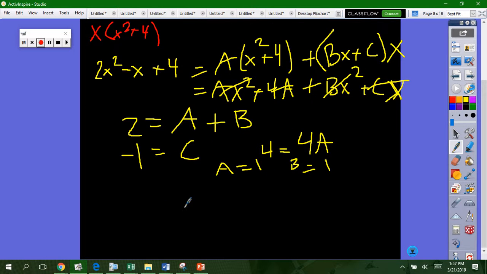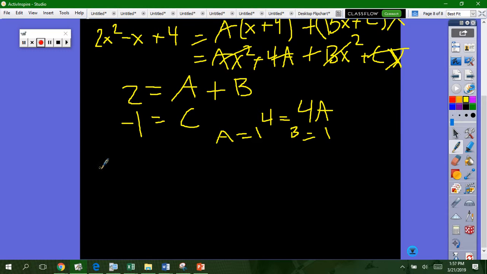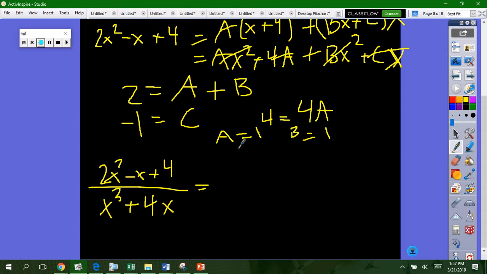Now on the next one, we're going to go ahead and just situate. So let's hurry and write it again. What was the top again? It was 2x squared. And our denominator was x cubed plus 4x. That's what we started out at. Would equal 1 over x, correct? Plus my b is 1, so that's x. My c is negative 1, so I'm going to erase that and make it a negative 1, all over x squared plus 4. That would be my answer.